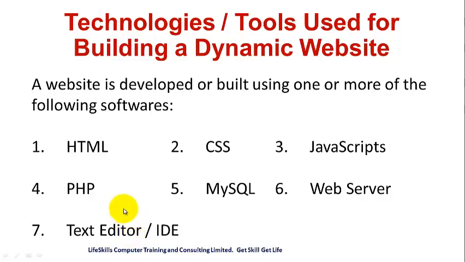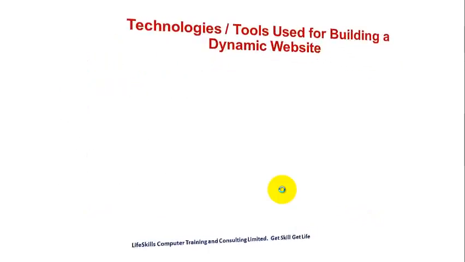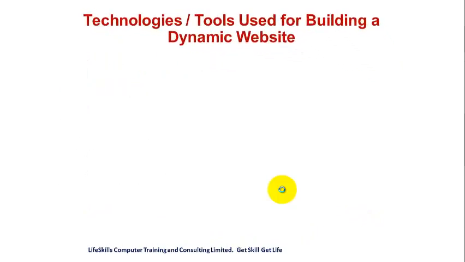So to develop a website, all you need is your laptop. You may not even buy a single software. Just look for Notepad on your computer and begin to write your HTML, CSS, and before you know it, you have developed a very dynamic website. Even PHP, JavaScript, we can write them using Notepad. Now, let's still talk about technologies and tools used for building a dynamic website one by one.